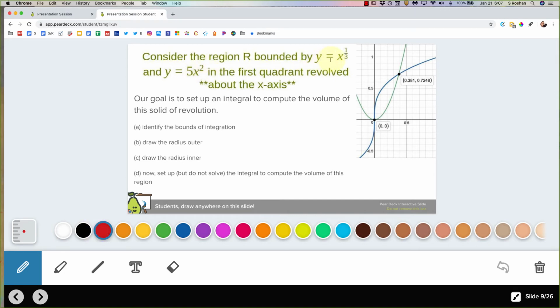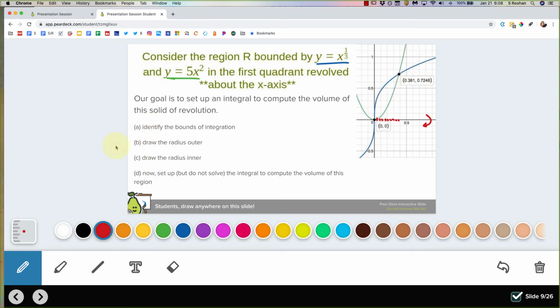So this first one, we have y equals x to the 1/3 and y equals 5x squared. Hopefully it's obvious that the green curve is the x squared one and the blue curve is the x to the 1/3 graph. If you can't tell which one's which, just think about the squared one, you know which one that one is. And I actually give you the bound right there, and we know that's 0, 0. So the bounds of integration, we are rotating in this one around the x-axis, and so that means we're doing dx slices. So our bounds will just be 0 to 0.381.